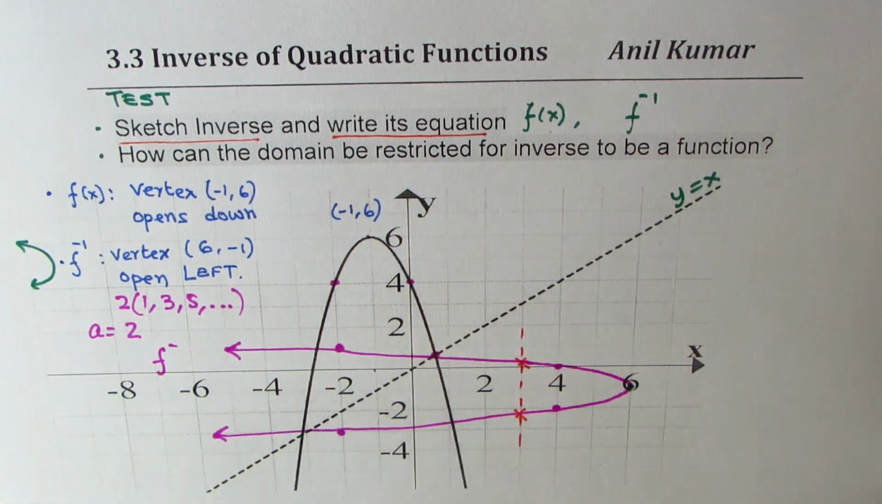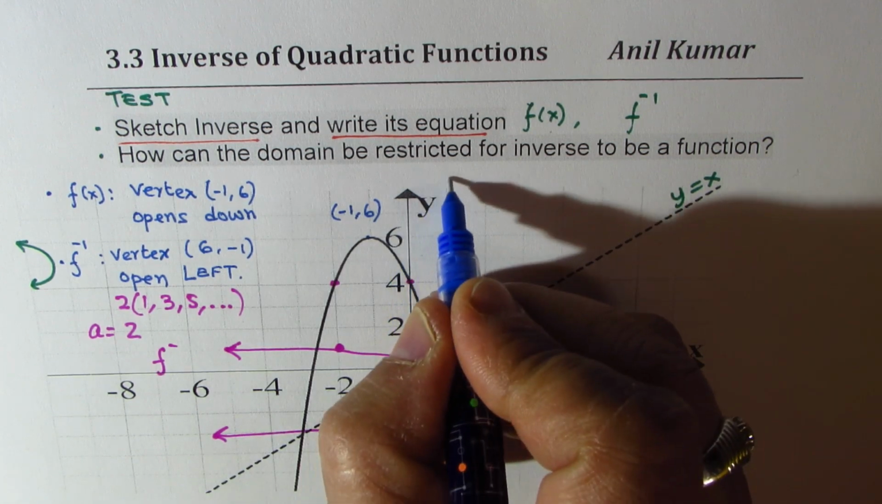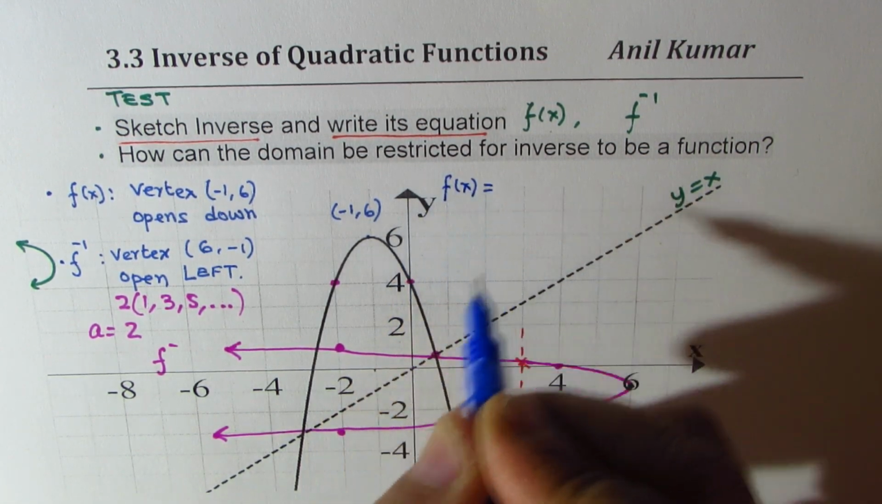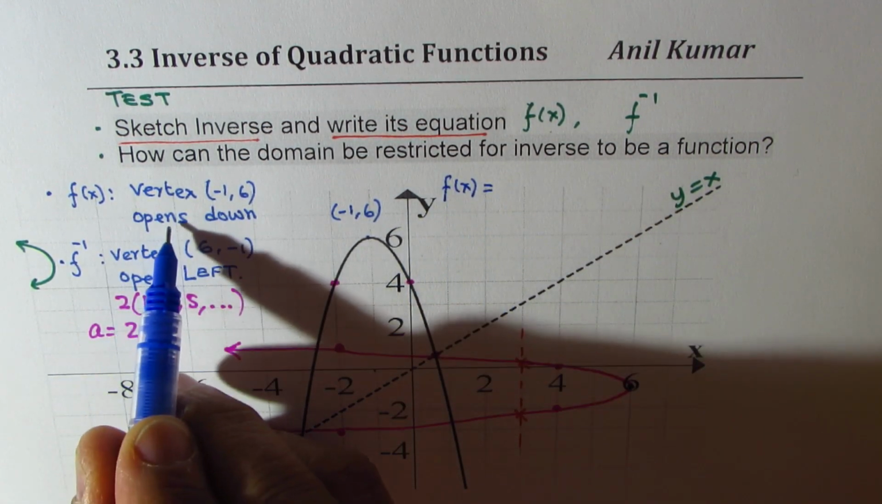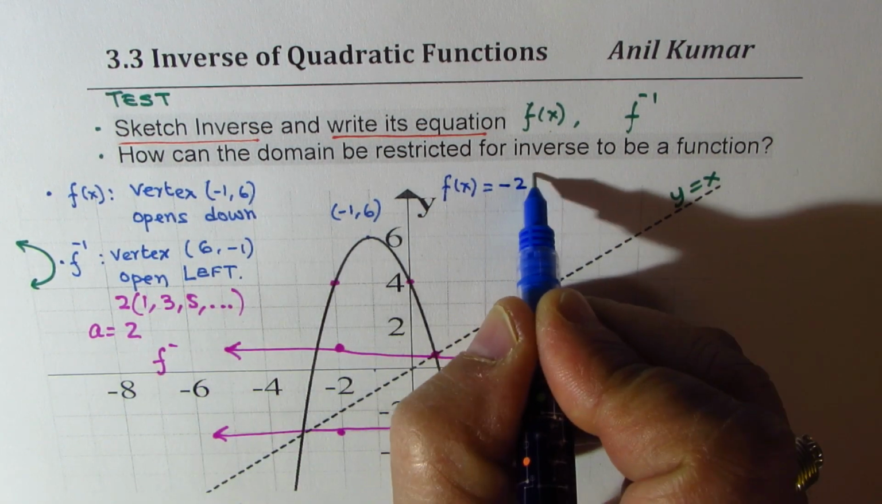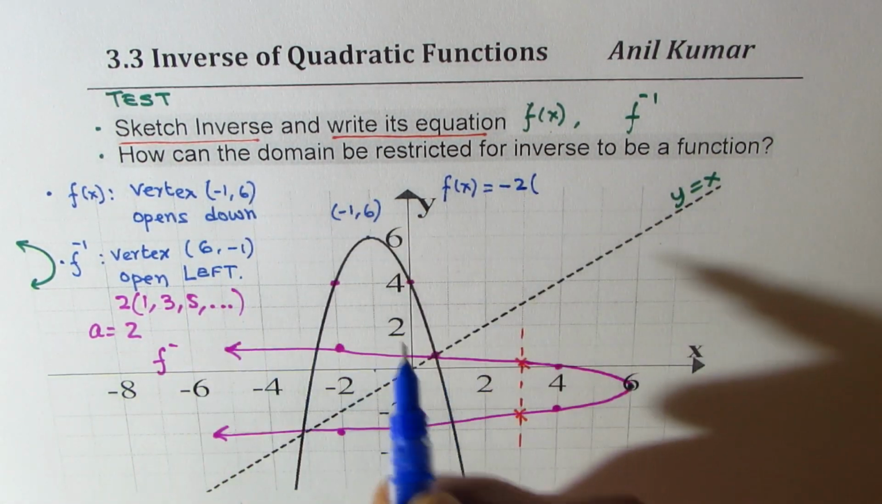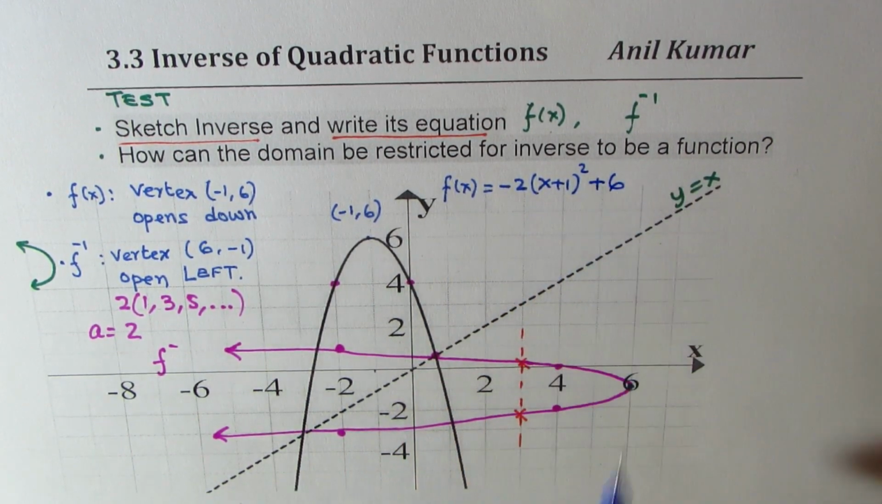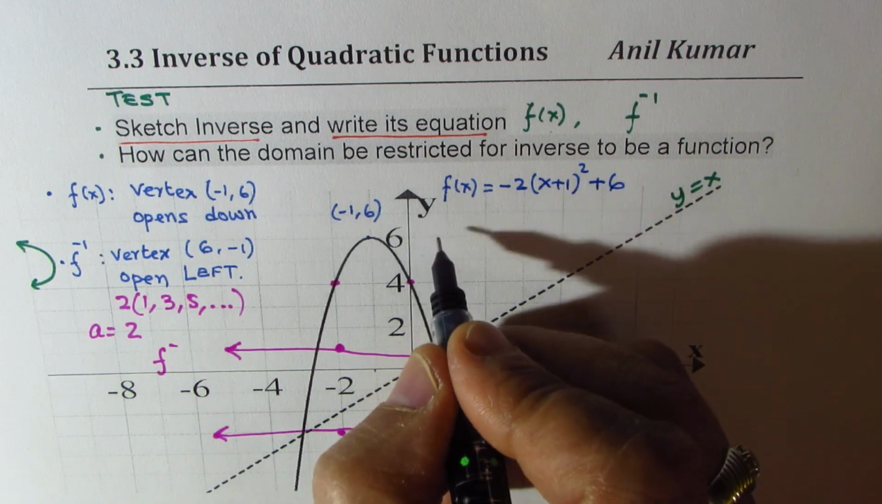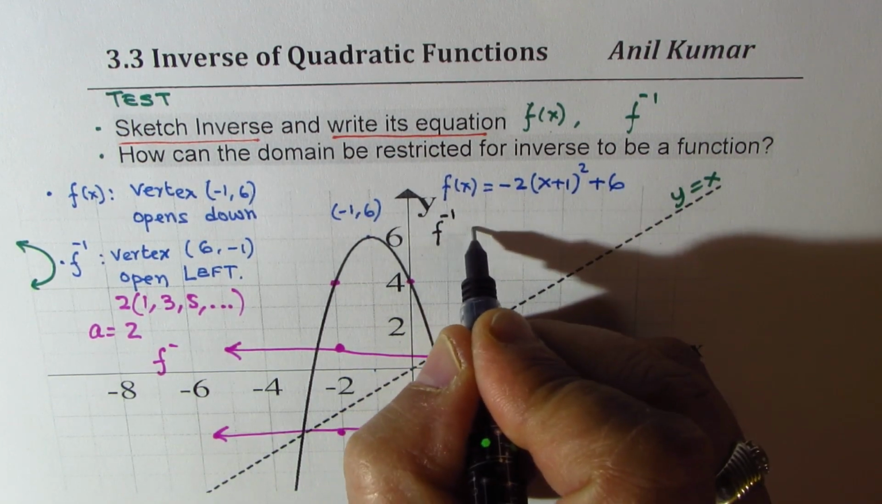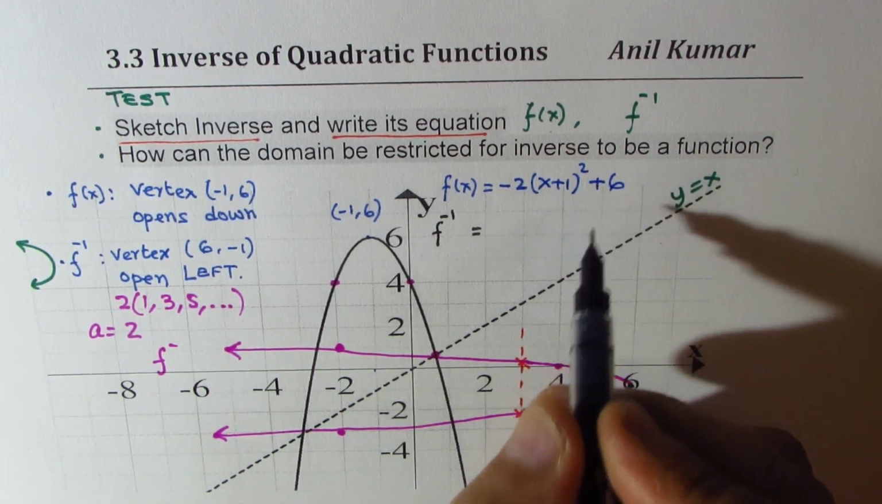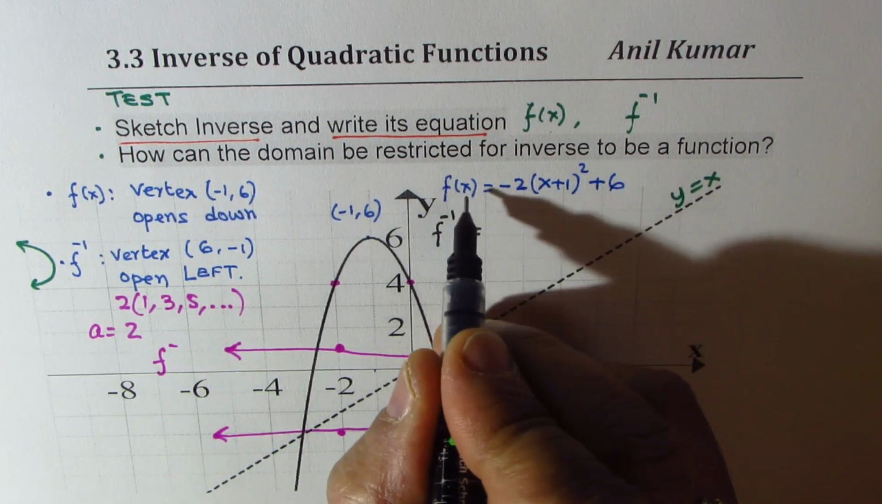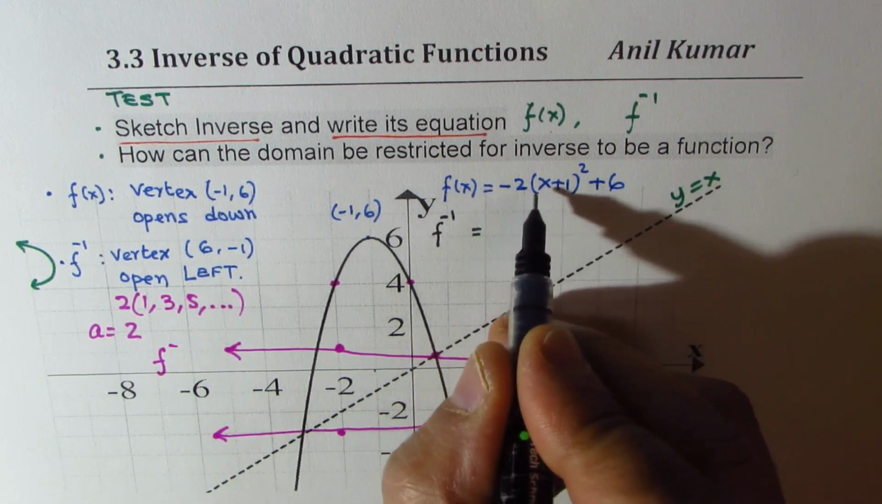Now we are going to write its equation. So as far as the function goes, the equation will be f of x is equal to, we know 2 and it is opening downwards, so it is -2. Vertex is at -1 and 6, that means x plus 1 whole square plus 6. As far as inverse is concerned, f inverse will be, so what you should do is within square root, we've swapped, right? So we have to solve for x.